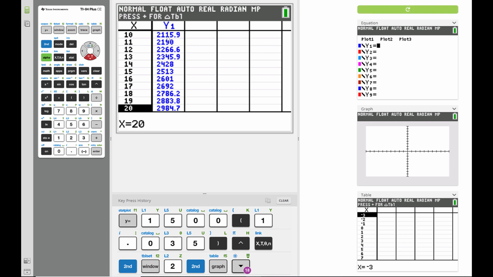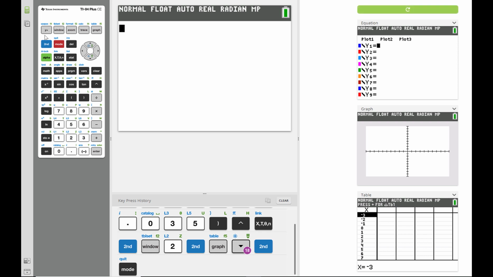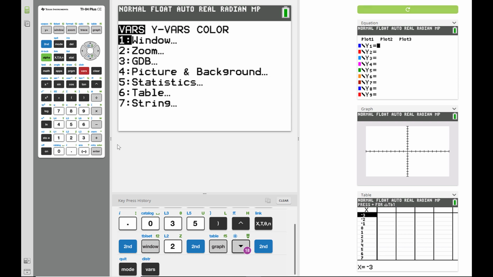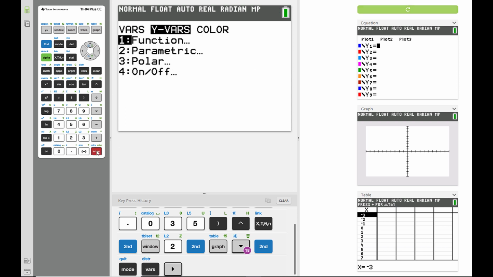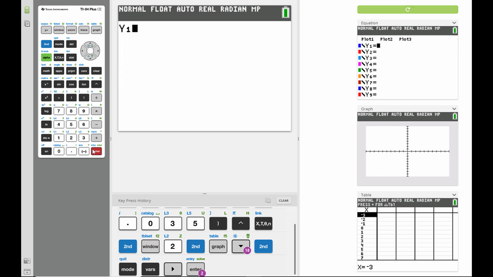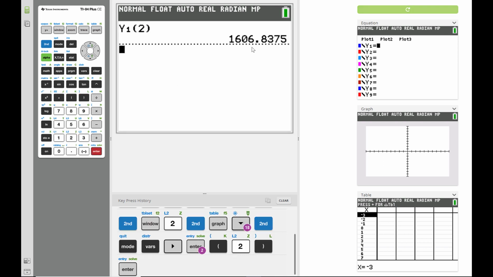I can also go second quit and then go to vars, V-A-R-S. And here I'm going to scroll over to the right one spot, click on the y vars, and then click enter on the y1. Open up a set of parentheses and type in 2. And we get the value 1606.8375.